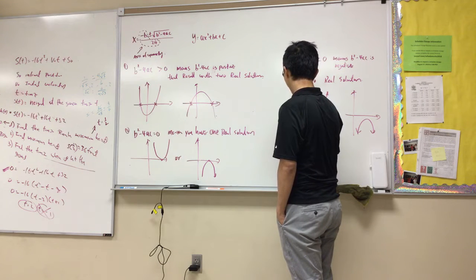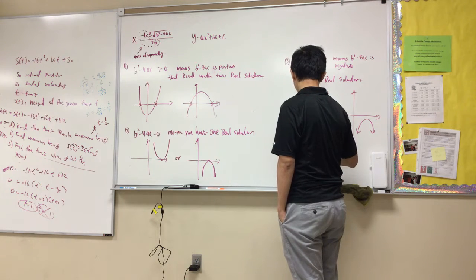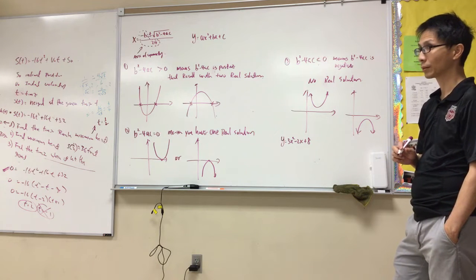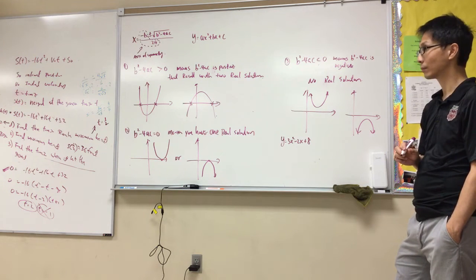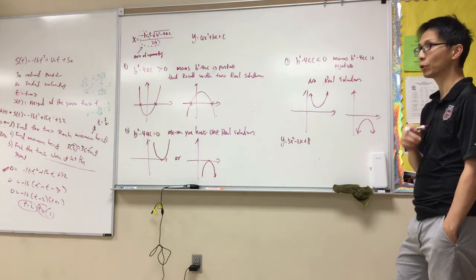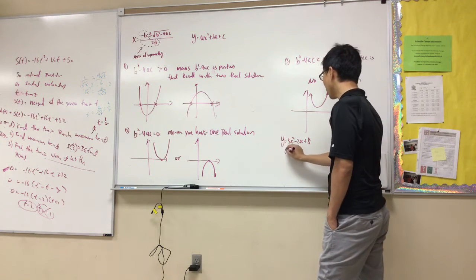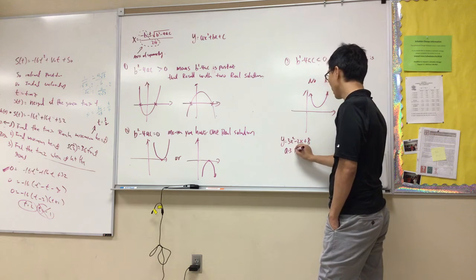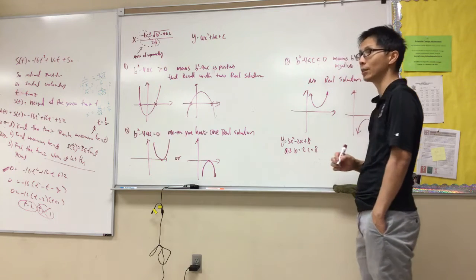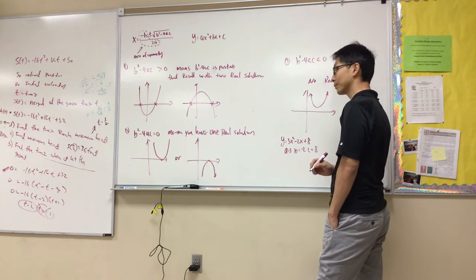What if I have y is equal to 3x squared minus 2x plus 8? Which one does it belong to? First case, second case, or third case? Can you do calculations? So a is equal to what? 3, right? b is equal to -2, and c is equal to 8. So I want you to do b squared minus 4ac, and see what you get here.